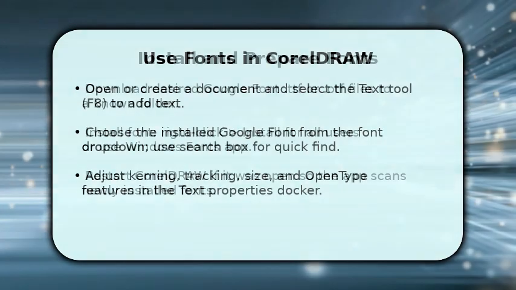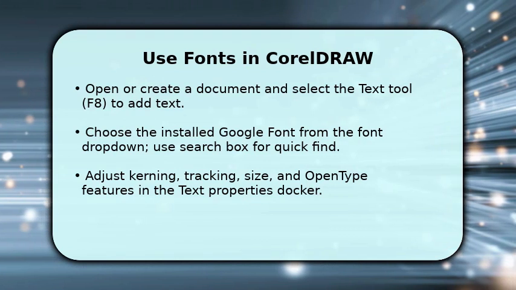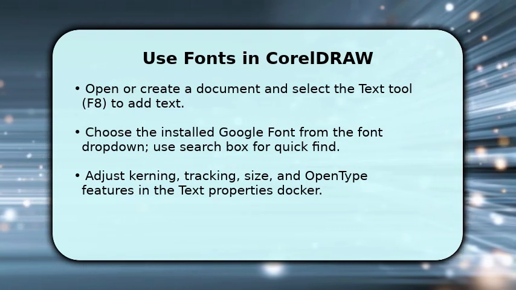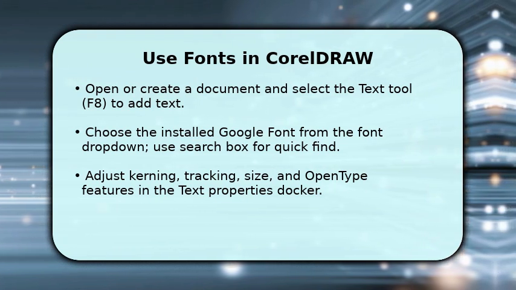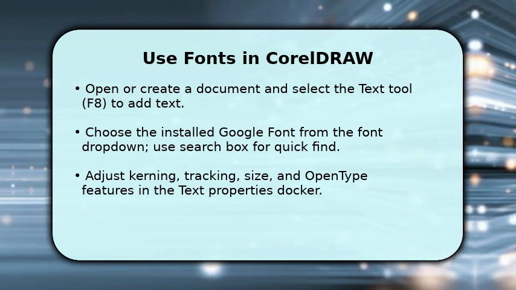You now place and format text using your Google font inside CorelDRAW. Select the text tool, click to create a text object, and pick the font from the font dropdown. Type part of the name to speed searching.